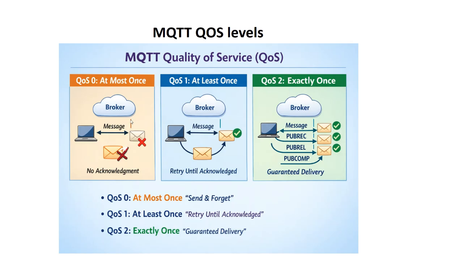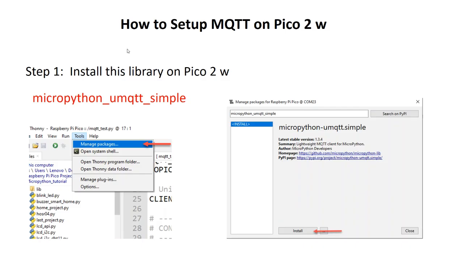However, if you are looking at power consumption and speed, then QoS0 would be the fastest, and when data loss is not a problem, then I would suggest you use QoS0 for your IoT devices. Now we'll look at how to set up our Pico-W.